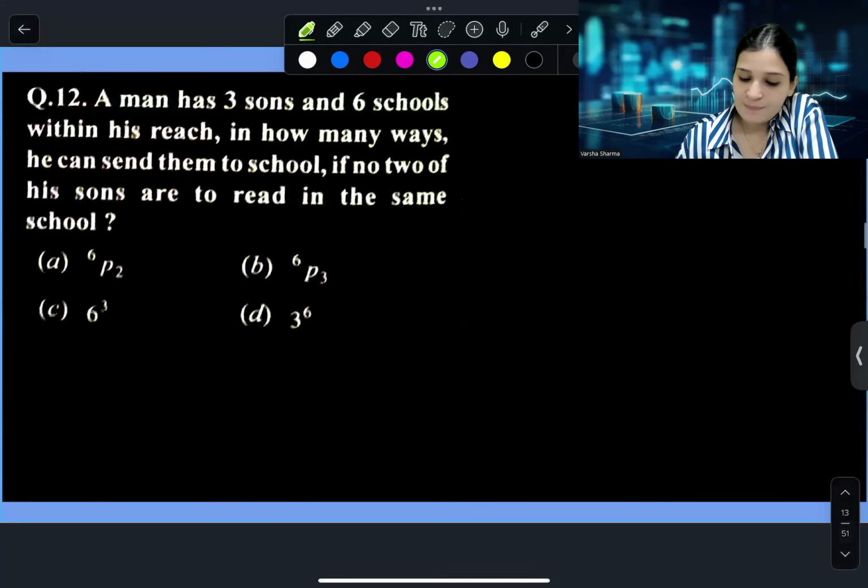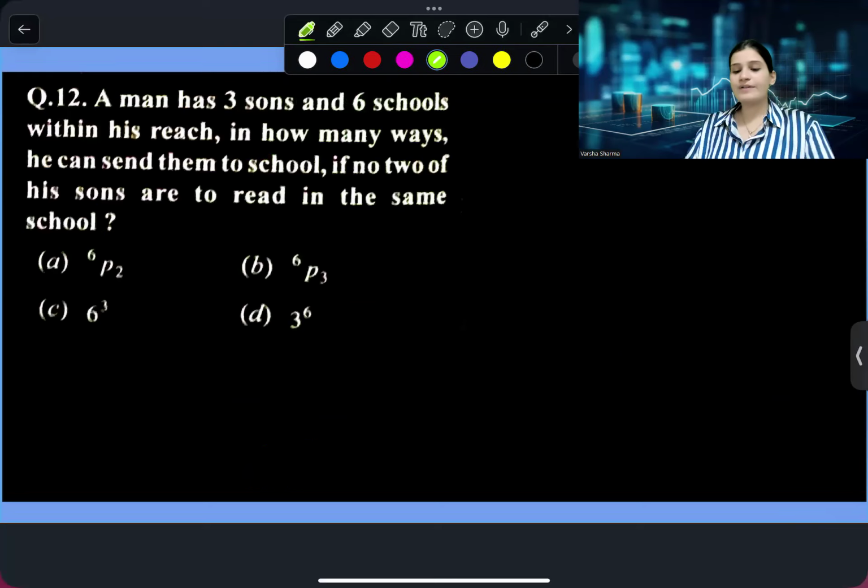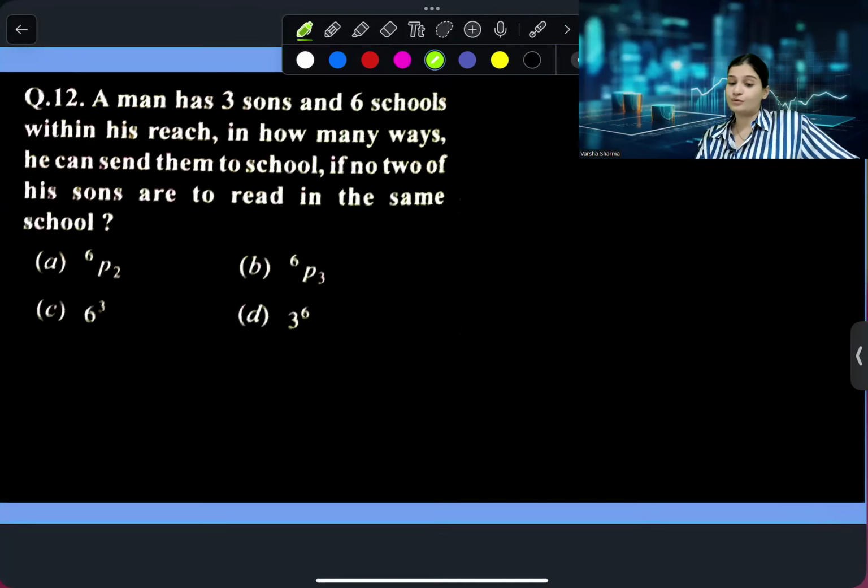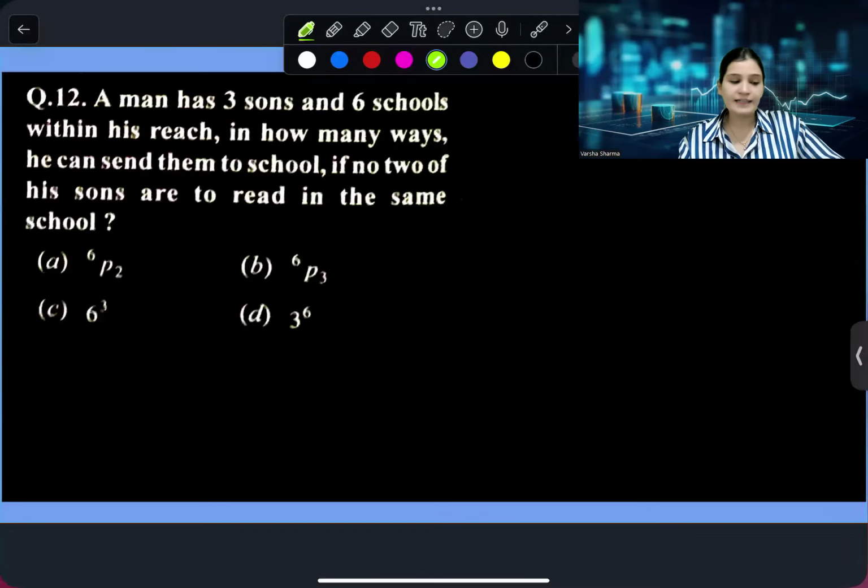Next. A man has 3 sons and 6 schools within his reach. In how many ways can he send them to school? No 2 of his sons are to read in the same school. So out of 6, select 3 schools. 6P3.